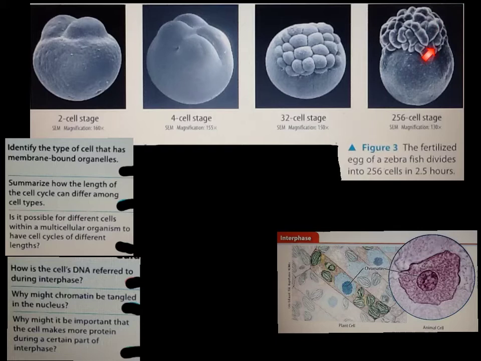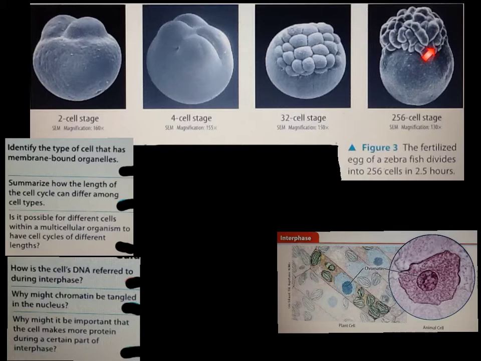So all the cells are different. They're not the same. So when we talk about the cell cycle and the length of the cell cycle, it varies depending on the type of cell. Remember also that only eukaryotic cells undergo mitosis. Again, the eukaryotic cells, that's a cell with a membrane-bound structure. We talked about that in a previous lesson, so you might want to review your notes. And the length of the cell cycle varies depending on the type of cell.